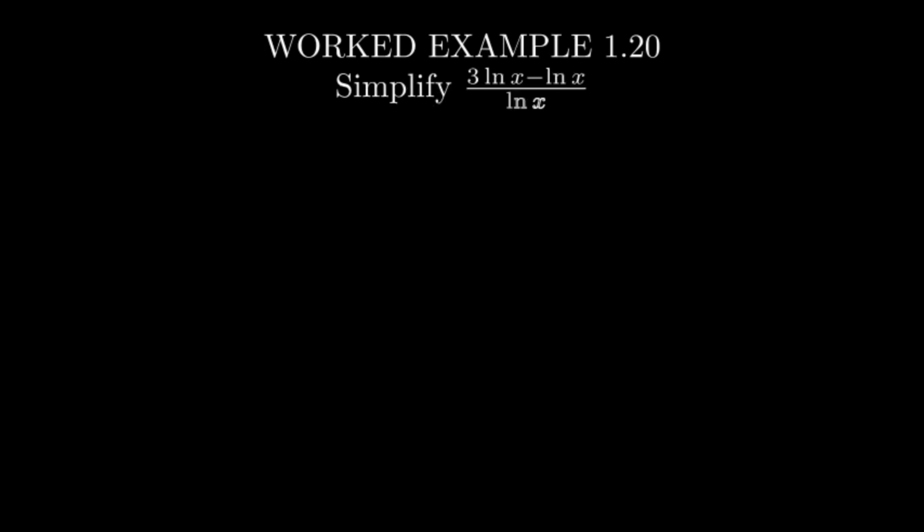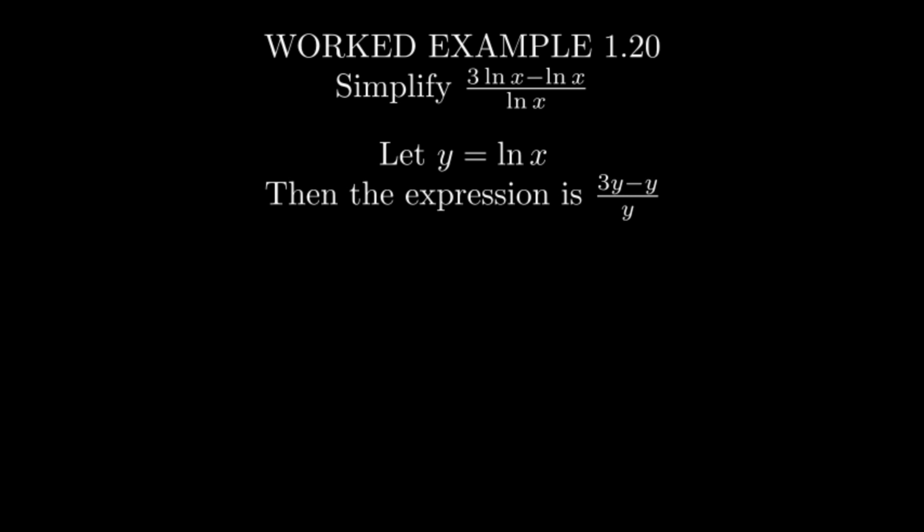We need to simplify the expression 3 times the natural log of x minus the natural log of x, all divided by the natural log of x. This might look complicated, but the key is to recognize that ln x is just a number. We can think of it as a single entity, like a variable. Let's try substituting it with y to see the structure more clearly. If we let y equal ln x, our expression becomes 3y minus y all over y. This is a much simpler algebraic fraction.